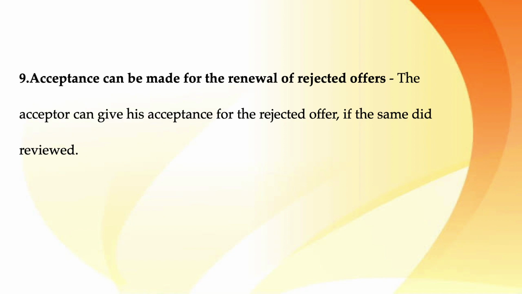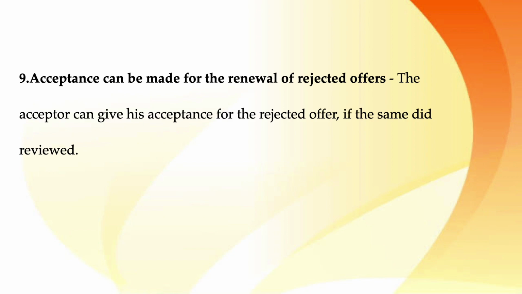Number 9, acceptance can be made for the renewal of rejected offers. The acceptor can give his acceptance for a rejected offer if the same is revived. Now here what I am talking about is, let's say Mr. A is offering to sell his house for rupees 10 lakh to Mr. B. This is an offer. Mr. B has rejected the offer, or let's say has made certain changes, as in a counter offer: I would not like to purchase it at 10 lakh, but I am ready to purchase it at 9 lakh. Is that clear? So the offer was rejected and then it was renewed. So Mr. A also, after the bargaining is done, settles down to the price of rupees 9 lakh.